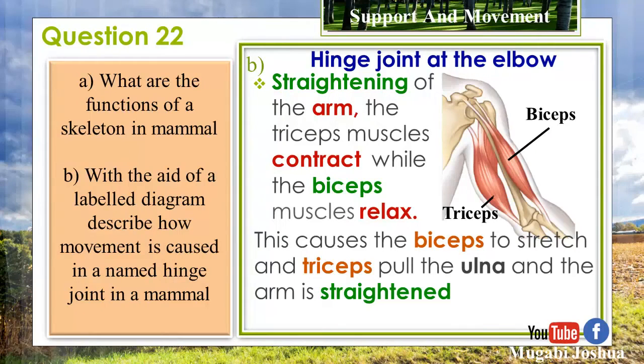So what is happening? This causes the biceps to stretch. The biceps are stretching and the triceps pull the ulna, and then the arm is straightened. So at the hinge joint, when we are straightening the arm, the triceps muscles will contract and the biceps muscles will relax. And this causes the biceps to stretch and the triceps to pull the ulna, and then the arm will be straightened. So that's what causes that at the hinge joint.